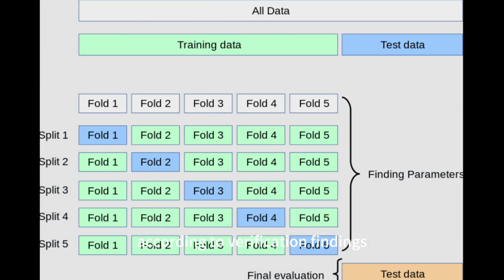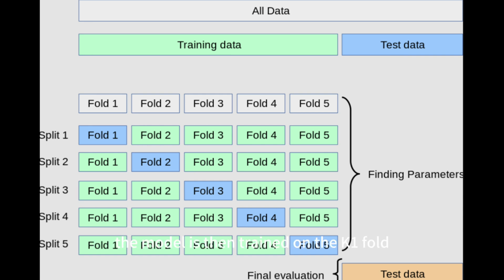K-fold cross-validation is a resampling technique used to evaluate machine learning models by splitting the dataset into multiple subsets. It helps prevent overfitting and ensures that the model generalizes well to unseen data. It works by first randomly dividing the dataset into K equally sized folds.